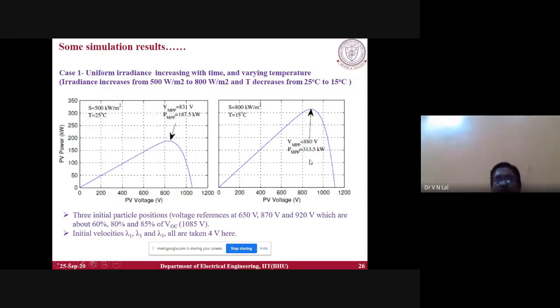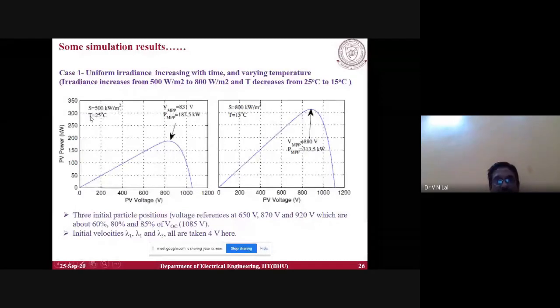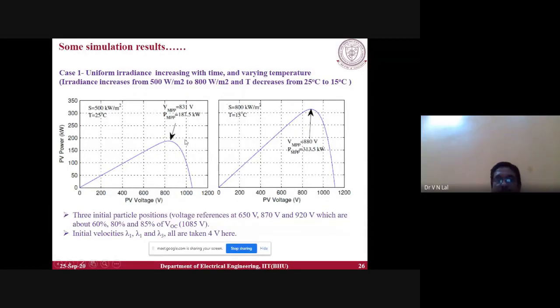So this was for uniform irradiance that we have considered. And suppose irradiance is increased. First the irradiance was 500 watt per meter square with cell temperature 25 degrees centigrade. Now irradiance is increased to 800 watt per meter square with temperature 15. So the new characteristic is this one. The previous VMPP was 831 volt with 175 kilowatt, and the new VMPP is 880 volt with 315 kilowatt.